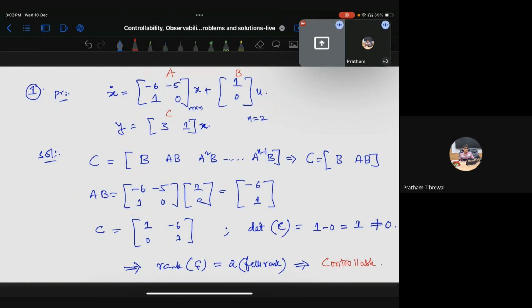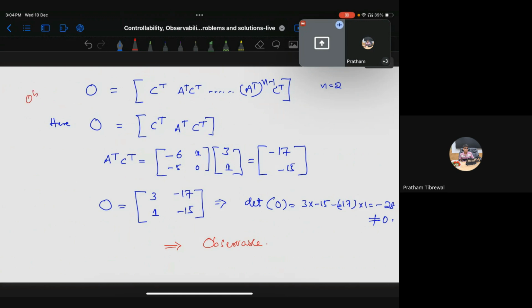Yes, sir. So this is the condition, this controllability matrix. How did we come to B, AB and not A squared B up to A to the power n minus 1 B? What is the order of A? The order is 2 by 2 here, so n is 2, and 2 minus 1 is 1. That's why the maximum is AB. Okay. So this is called the controllability matrix, whereas this is called the observability matrix.